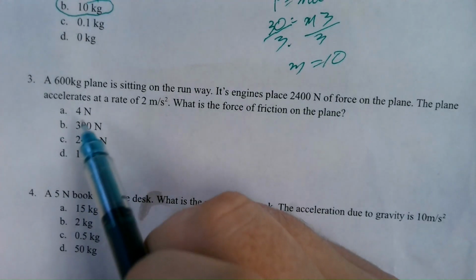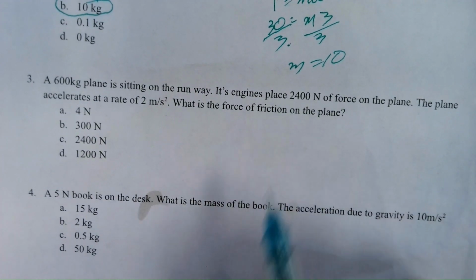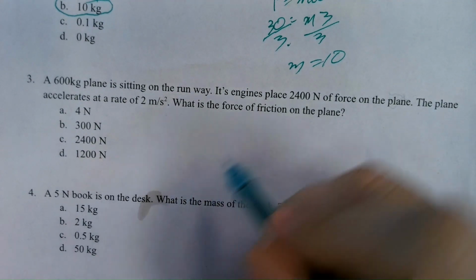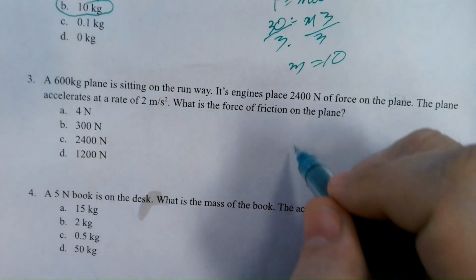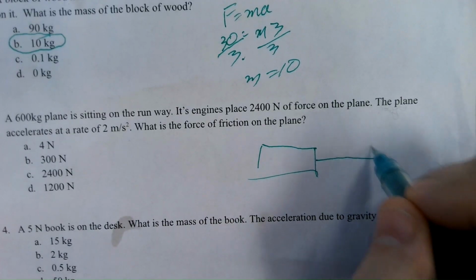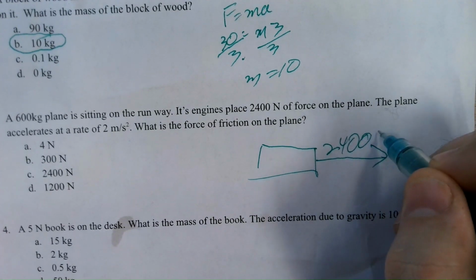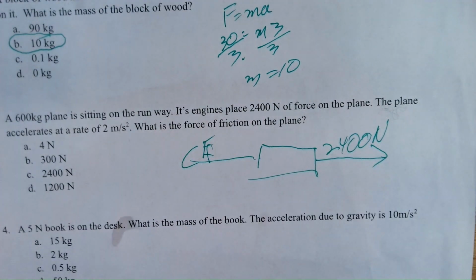A 600 kilogram plane is sitting on the runway. Its engines place 2,400 newtons of force on the plane. The plane accelerates at a rate of 2 meters per second squared. What is the force of friction on the plane? All right, so we have a combination of forces here. We're going to have 2,400 newtons this way, and then we're going to have some force of friction.